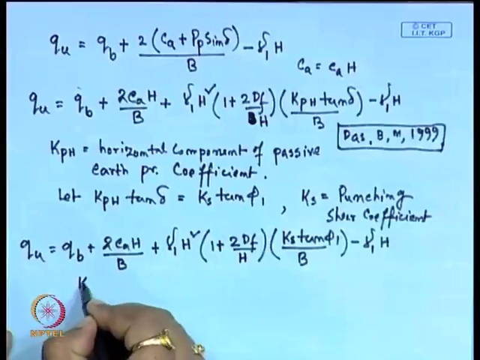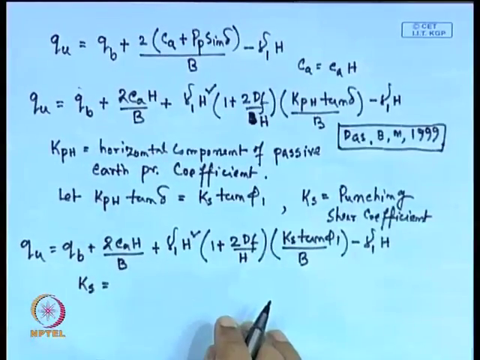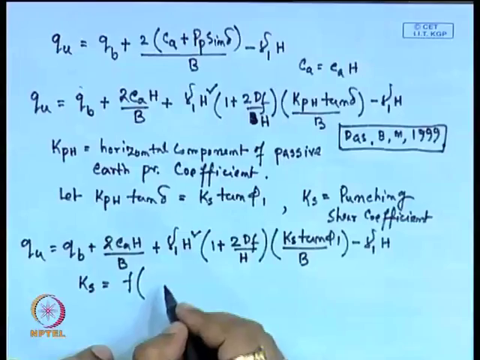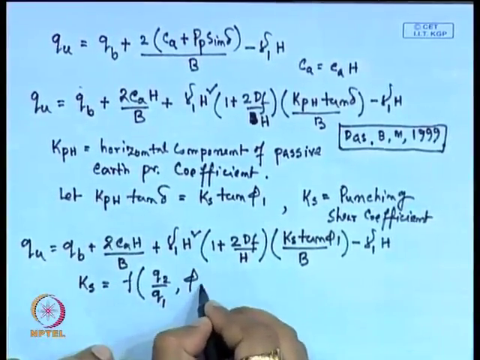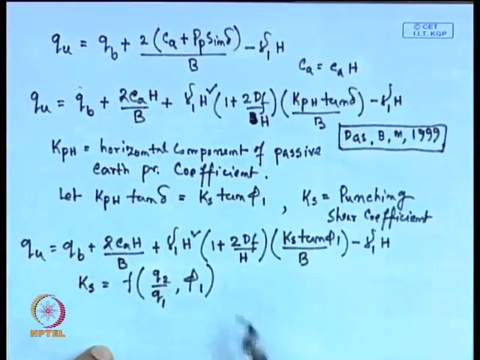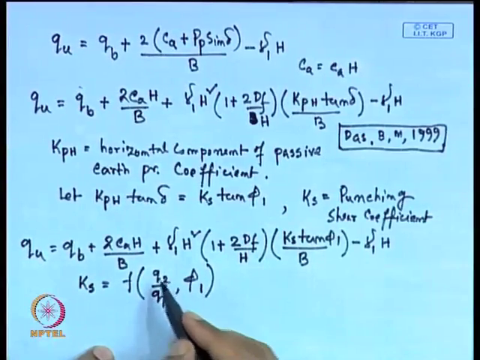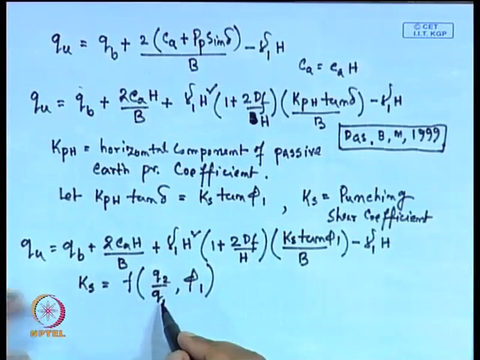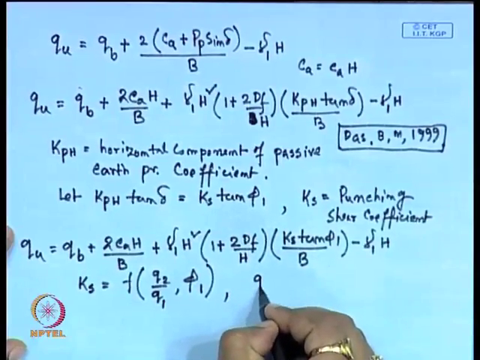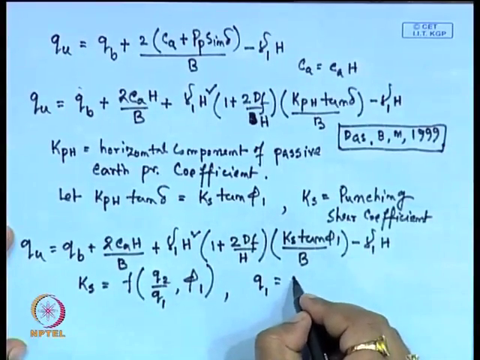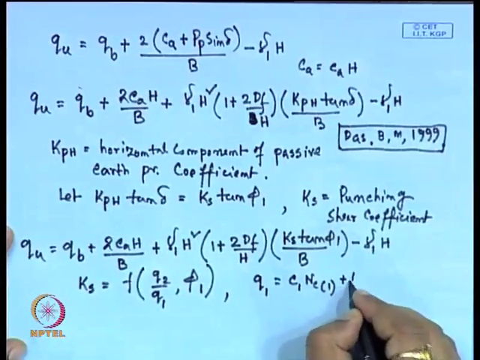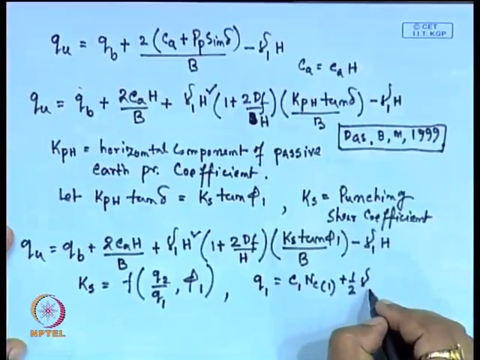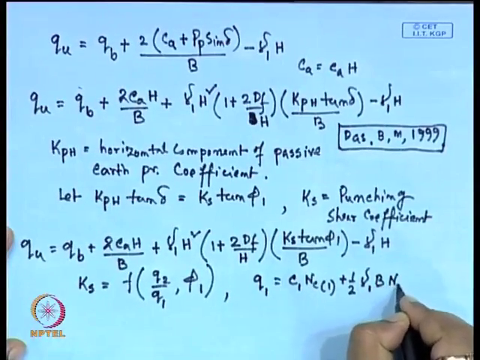Now, here, Ks, this punching shear coefficient, is a function of two things. One is the q2 by q1 value, another is phi 1. Here it is mentioned that phi 1 is the friction coefficient or friction angle of the first layer, and q2 and q1, where q1 is c1 Nc1 for the first layer plus half gamma 1 B N gamma 1.